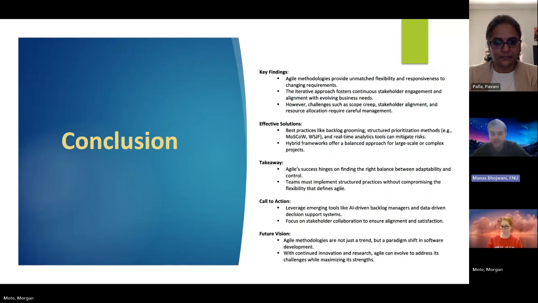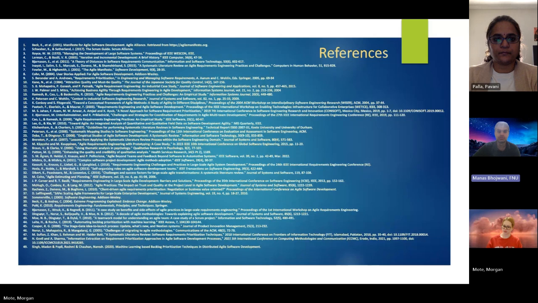And some of our future innovation is that agile methodology is not just a trend but a paradigm shift in software development. Thank you guys so much.